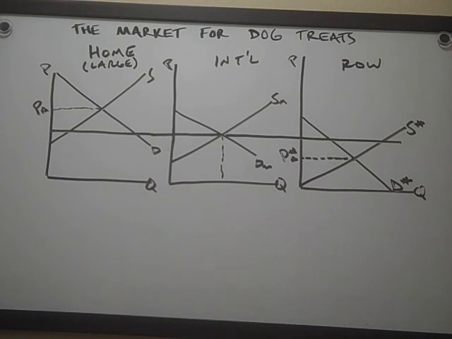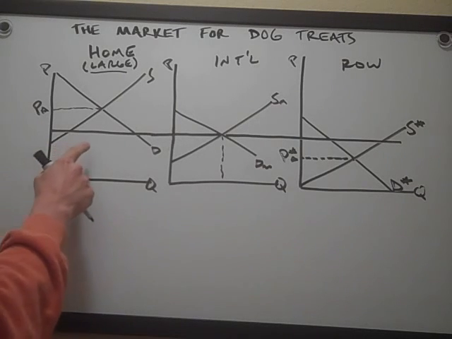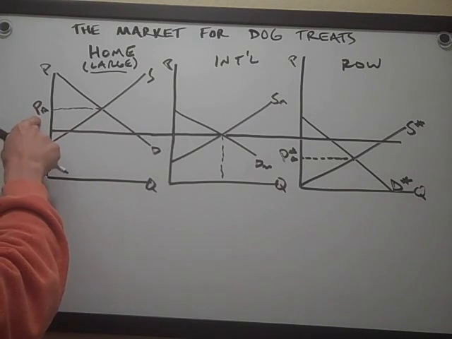Let's turn our attention to the two country, one good model, assuming now that home is a large country, not a small country. This is the first time we're looking at that. We're looking at the market for dog treats, so we have everything set up here. Here's our home market, and autarky would get a price of autarky.